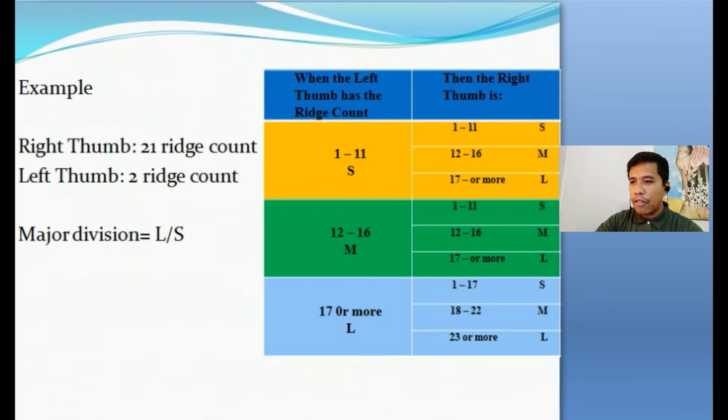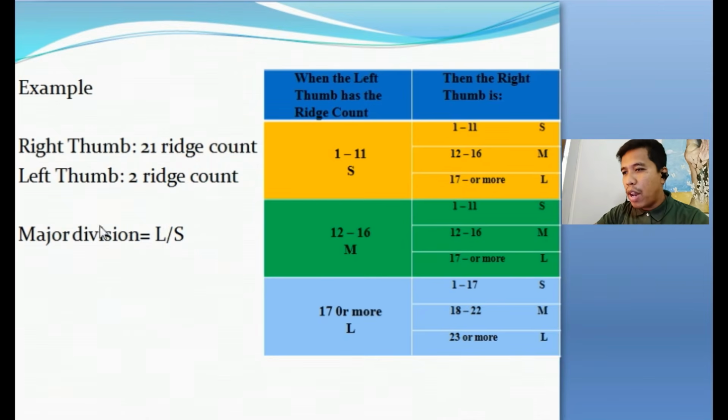Since this is a left thumb, you go with the denominator. So you place small as the denominator, then proceed to the other side, the yellow color template. When the left thumb is 2, that is small, the denominator is small, then the right thumb is 21. So 21 belongs to 17 or more, which is large. So your major division now is large over small. Okay?